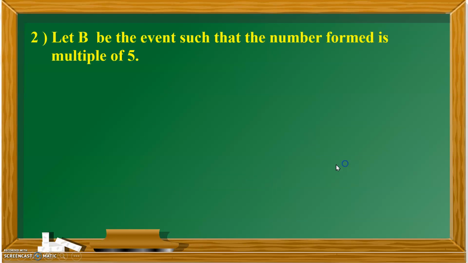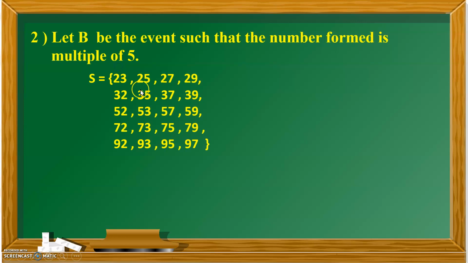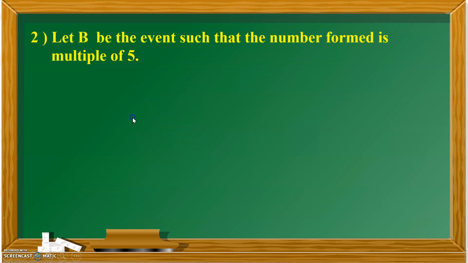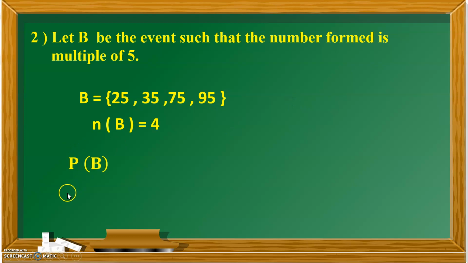Let's take the next event. Let B be the event such that the number formed is a multiple of 5. Now in the sample space, where are the multiples of 5? 25, 35, then 75 and 95. So B contains 4 elements. So P of B will be n of B upon n of S, equal to 4 upon 20. Reduce it and you get 1 upon 5. Let us take the next question now.